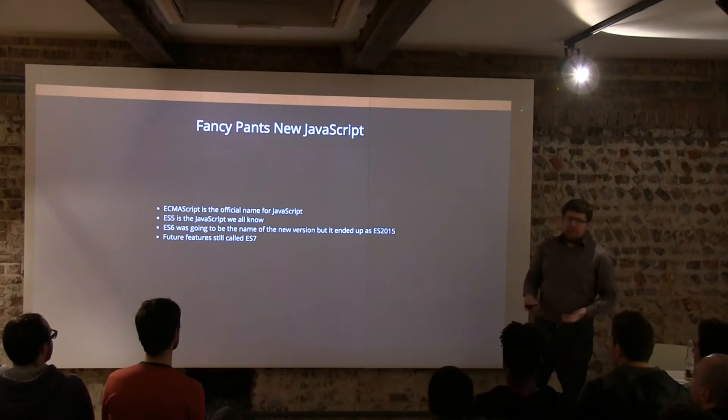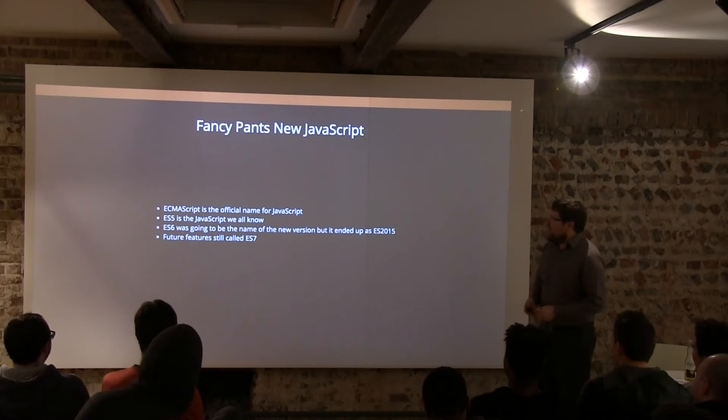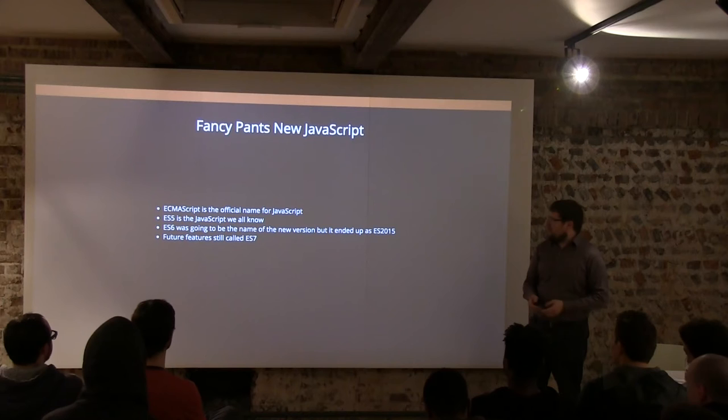Just about the names: JavaScript is the name, the official name on like Netscape and stuff, and they own the copyright on the name or something like that. So ECMAScript is the official name for JavaScript. Sounds a bit like a skin condition. ES5 is the JavaScript that most of us are using at the moment. That's the fifth version of it.